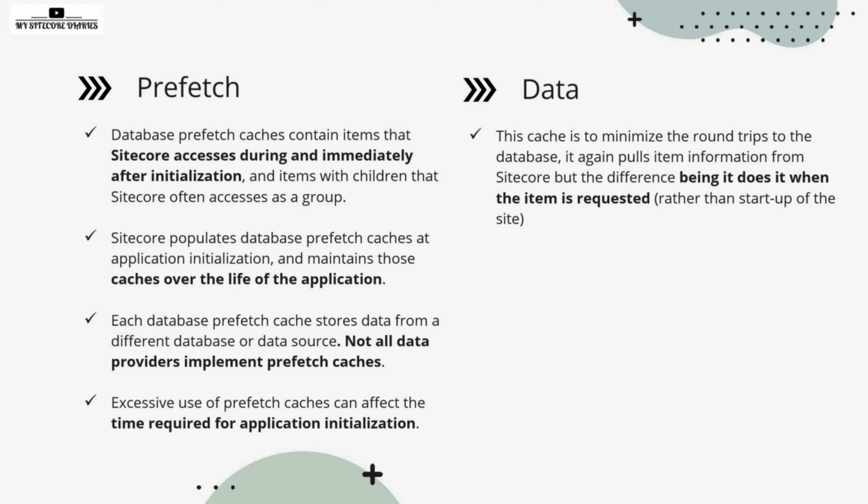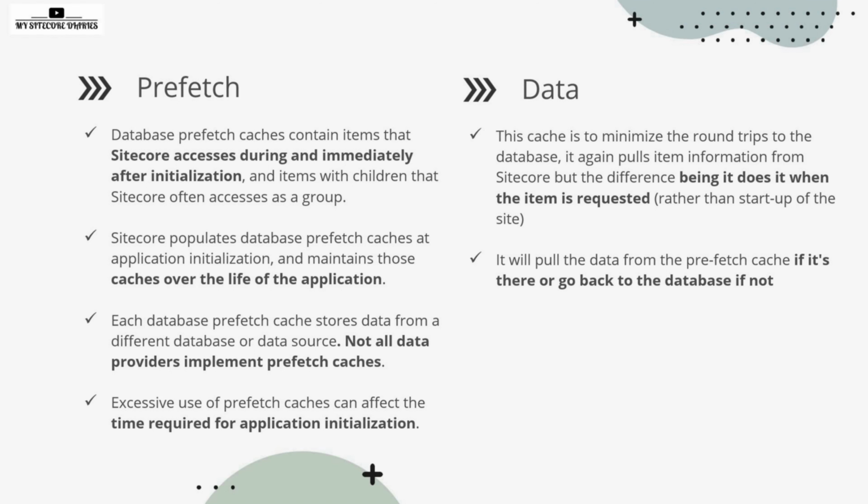So the difference between Prefetch and data caches: Prefetch is done at the start of the application, whereas a data cache is built when the item is requested. It will pull the data from the Prefetch cache if it is there, or go back to the database if not. As we have already seen in the layers, if the data is available in the Prefetch cache, it gets it from there. If not, it will look in the data cache. If it is not there in the data cache also, then it will go to the database, build the data cache and then send the response.